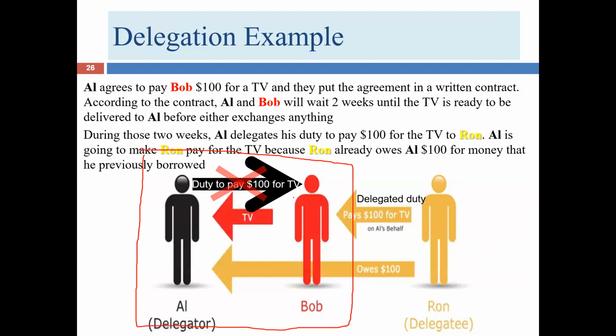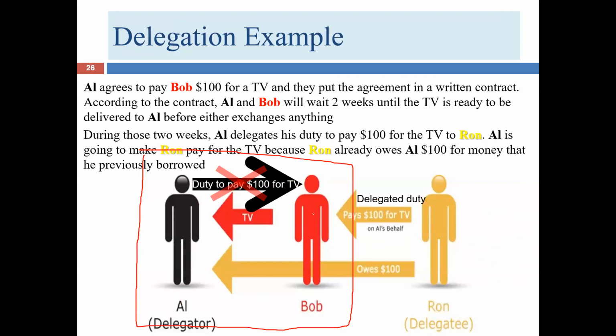So you can see this is pretty much the same deal that we had when we were talking about assignments, but now things are going to get different. So the rest of the story is pretty different. During those 2 weeks, Al delegates his duty to pay the $100 to Ron. So in our previous example, we had Bob assigning the right to the income, but now we are saying that Al is going to delegate the duty to pay. And so instead of Al having the duty to pay Bob, I mean, he still has it, but now the focus is on Ron, I'm sorry. Ron is going to pay Bob the $100.